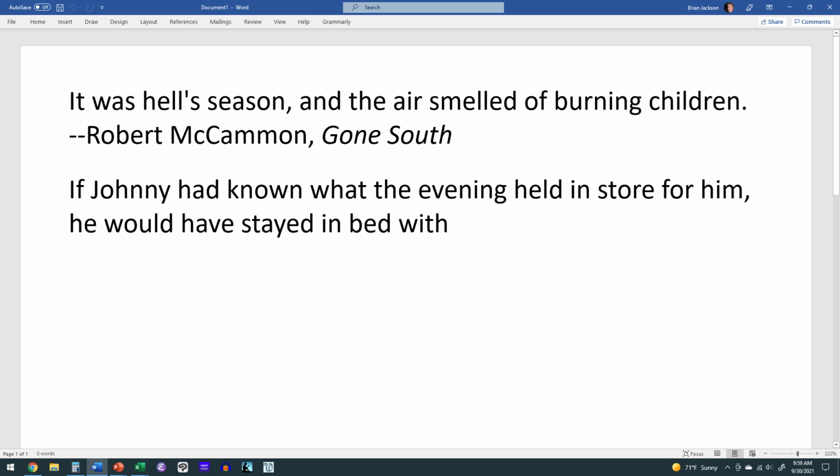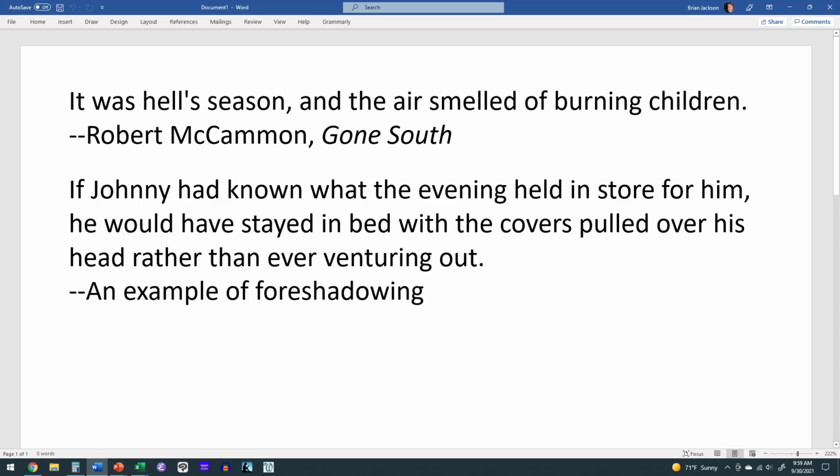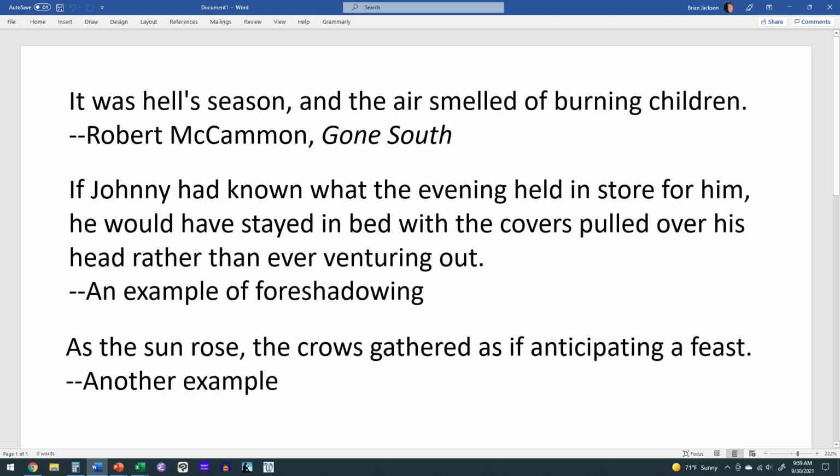How about "If Johnny had known what the evening held in store for him, he would have stayed in bed with the covers pulled over his head, rather than ever venturing out." This is an example of foreshadowing. You're alluding or hinting at things that are going to happen later in the story. Something bad's going to happen to Johnny where he would rather have stayed in bed if he knew it was going to happen. And how about this one?